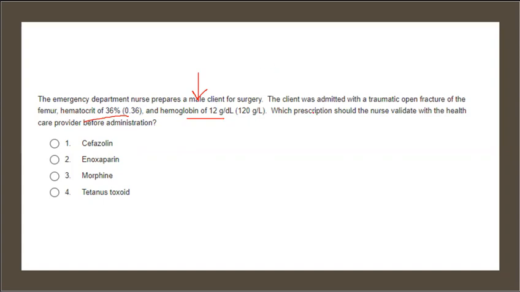And now they're asking me which prescription I should not validate before giving. I already see my heparin there, my low molecular weight heparin. This client is already probably bleeding. So again, we won't want to give enoxaparin. And if we are preparing a client for surgery, we should have stopped our anticoagulants like 12 to 24 hours before surgery. So please, you'll need to monitor our CBC, looking out for thrombocytopenia.